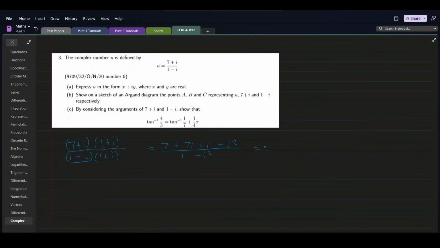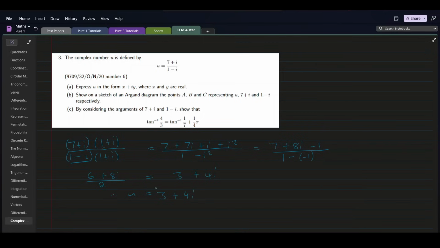Okay, and if we simplify this, we've got 7, 7i plus i will give us 8i, and then i squared is -1, and this is over 1 minus i squared, which is 1 minus -1, so this would be 7 minus 1, that's 6, plus 8i over 1 plus 1, that is 2. And if we simplify that, distribute the denominator, you've got 6 over 2, which is 3, plus 8 over 2 i, which would be 4i. So that means that therefore u is equal to 3 plus 4i. And this would be our final answer for part A.